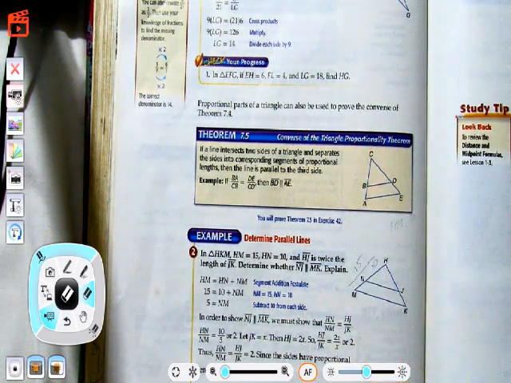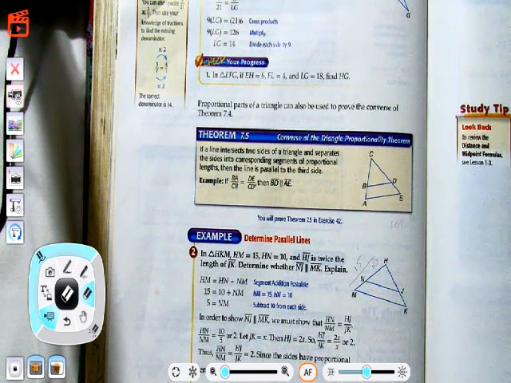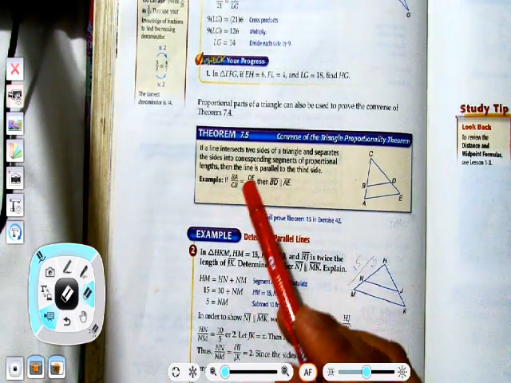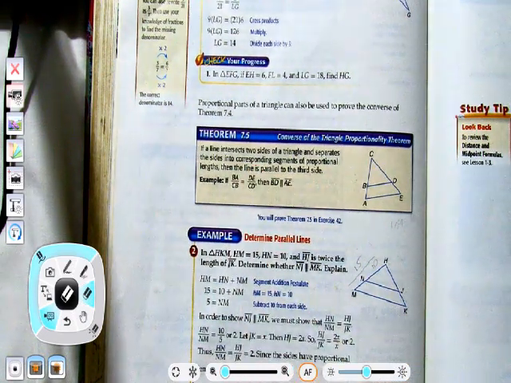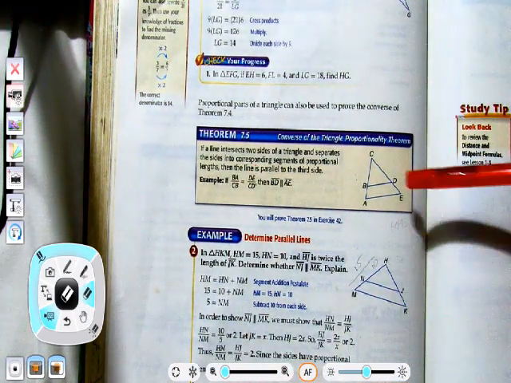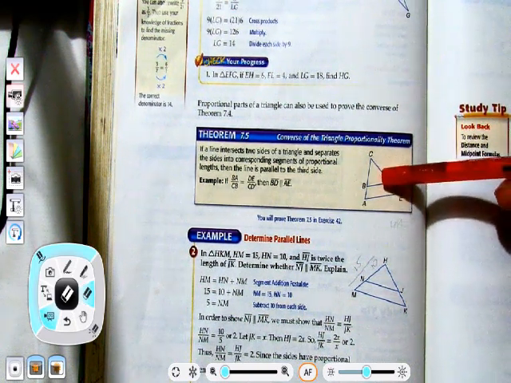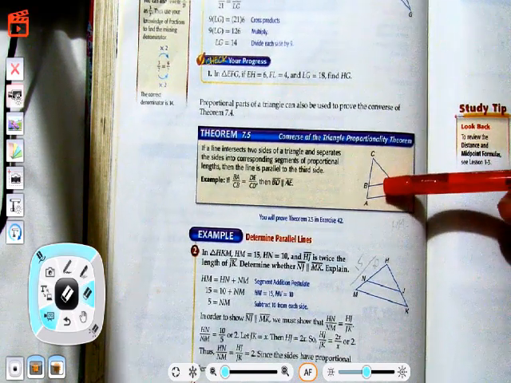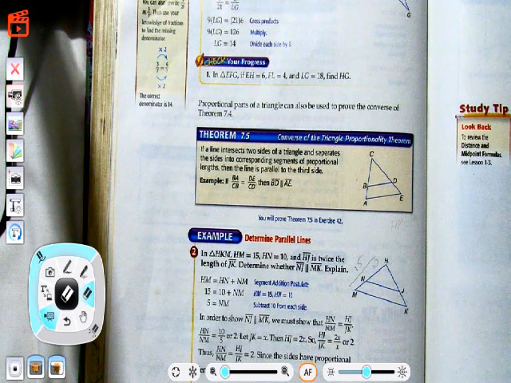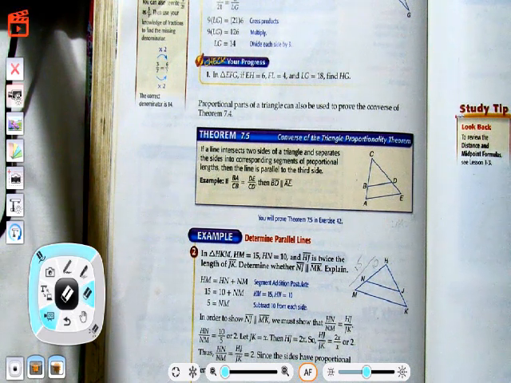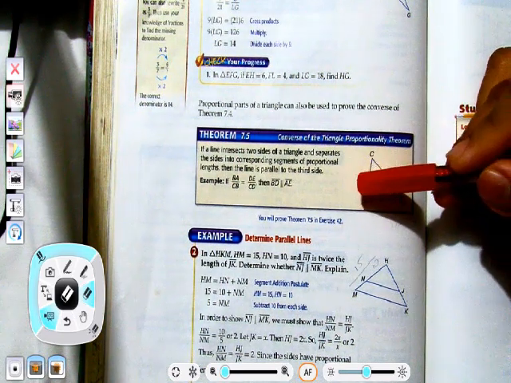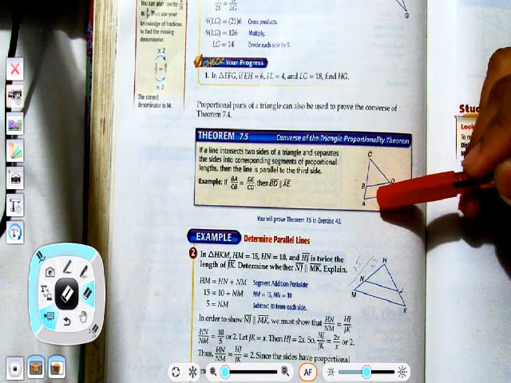So you can do cross product and check if the product on the left is equal to the product on the right, or you simplify this separately, simplify this separately, and if you see that they are the same, then the two lines here in your triangle, of course referring to the one that is inside your triangle, is parallel to the side to which it's facing. It's not crossing there. So we are checking if these two sides are parallel.